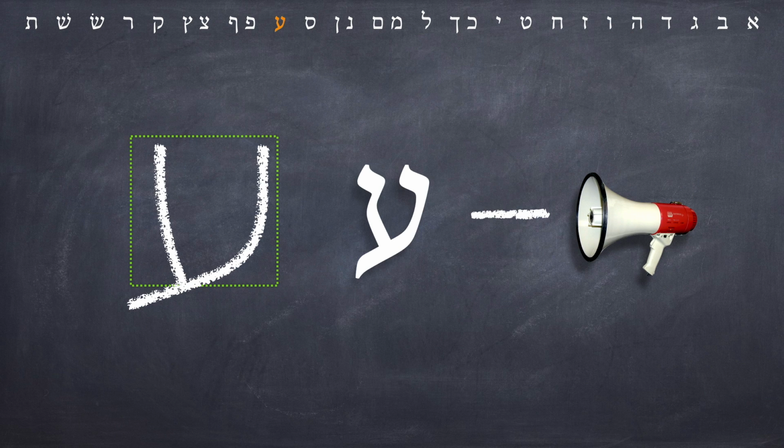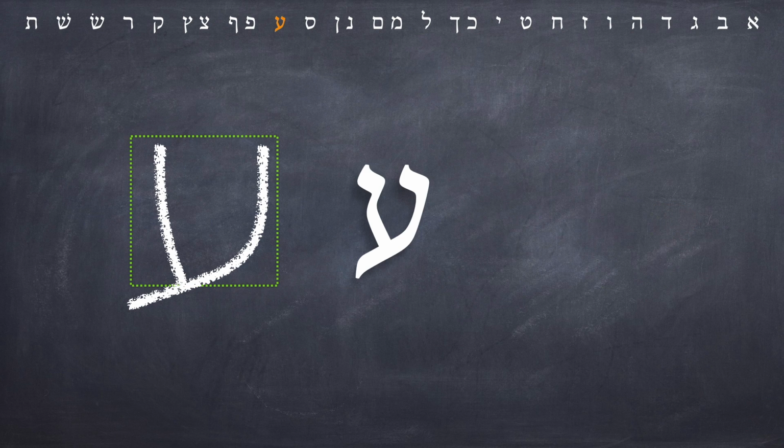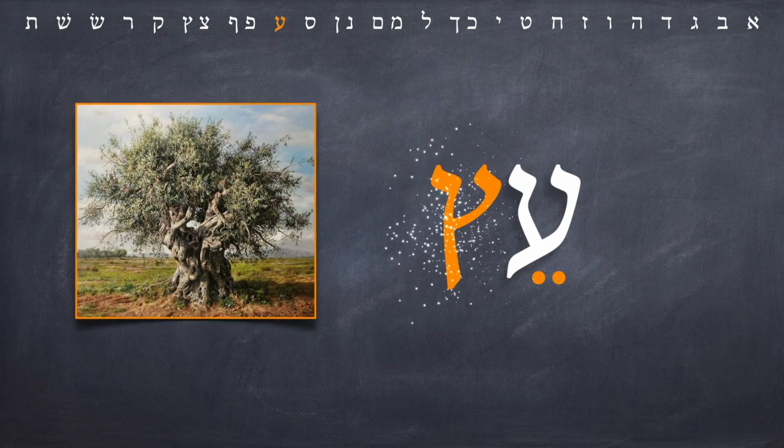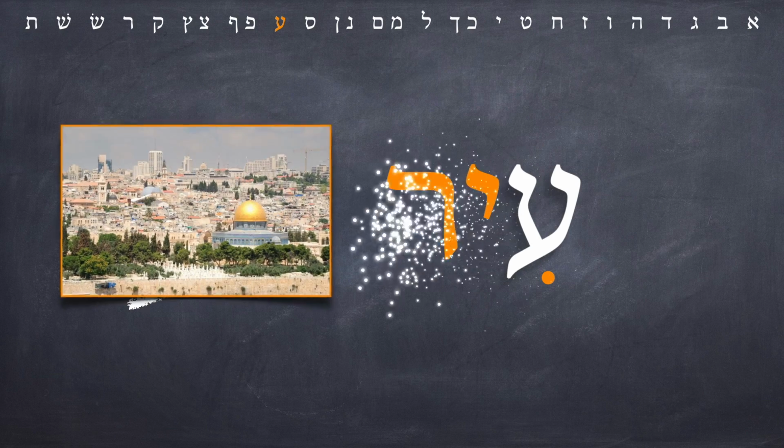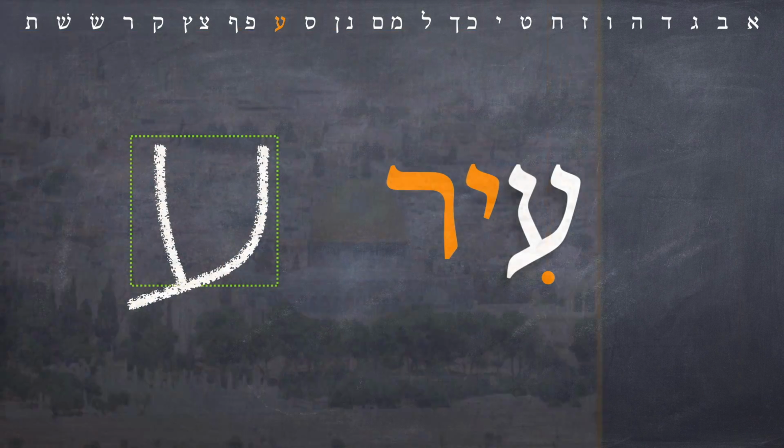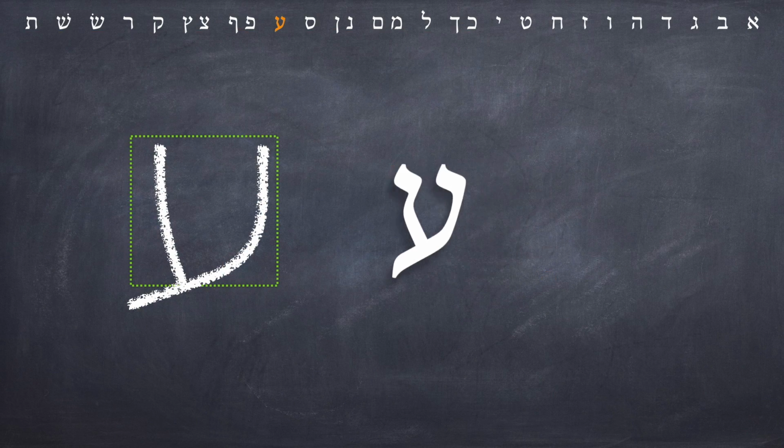It's also the second of our consonants that doesn't have a sound of its own. It just takes the sound of the vowel that follows it. As in, etz, or ir. Ayin.